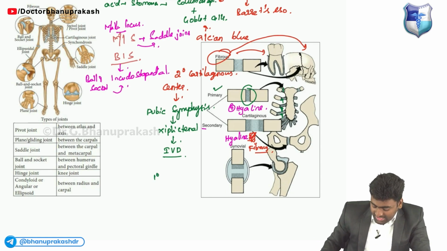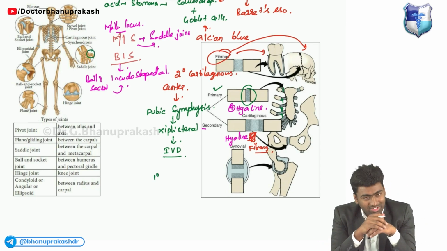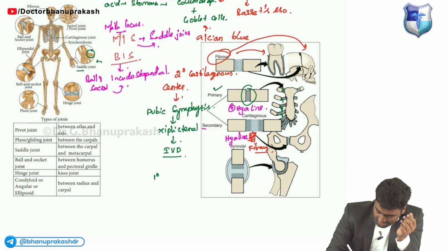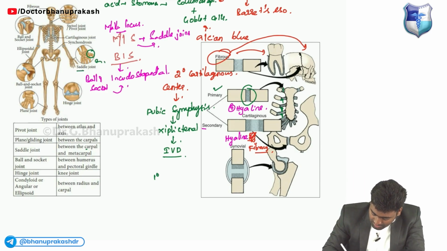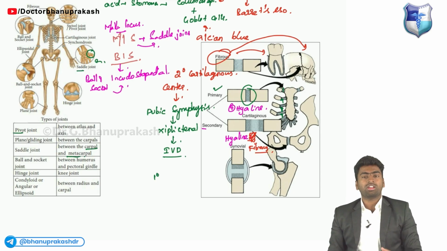Okay, remember. Next, they will mark this first carpometacarpal joint and ask you which type of joint this is. Then you need to say it is the saddle joint, between the carpal and metacarpal. And next about the pivot joint, you need to know about the first.